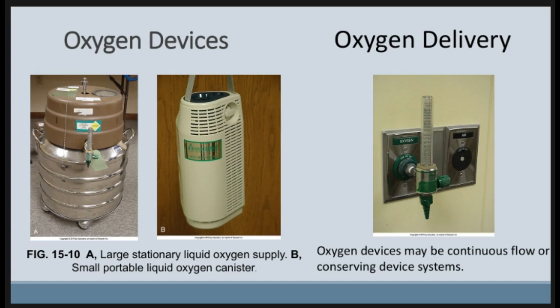Here are some of the oxygen devices you may see in the hospital. There's liquid oxygen, there's portable oxygen, there's oxygen in the walls. You have to be aware, when you have a patient who's got oxygen, of what their level of oxygen is set at, because it's specific to their needs, to make sure that they have good oxygenation in their blood.